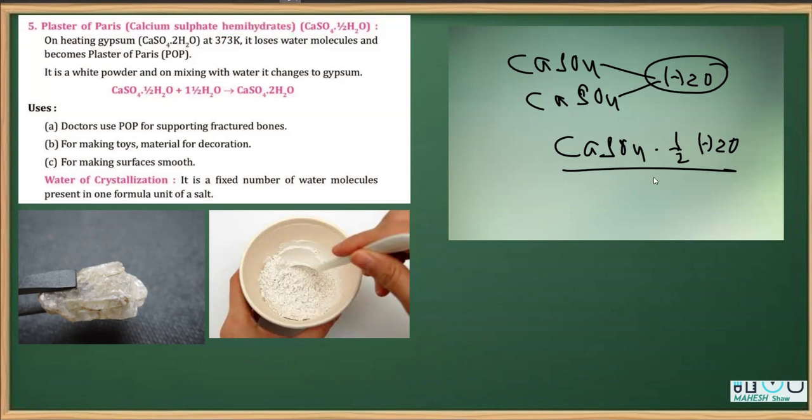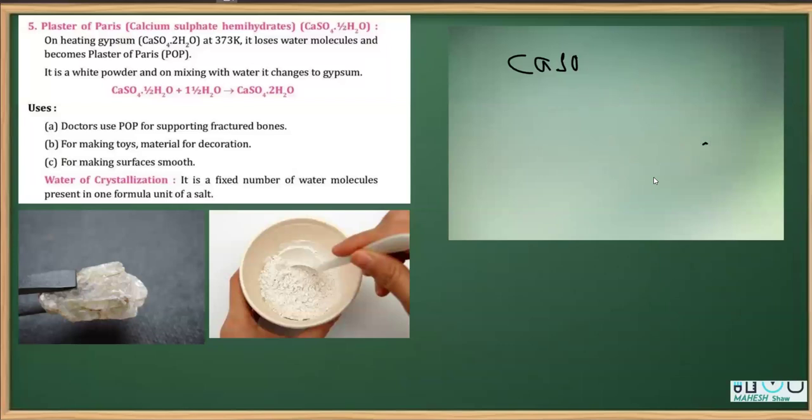Now, when it comes to manufacturing of calcium sulfate hemihydrate, that is plaster of Paris, it is obtained on heating gypsum at 373 Kelvin, that is 100 degrees Celsius. It loses water of crystallization, that is water molecules, and turns into POP, what we know as plaster of Paris. Its common name is plaster of Paris, and its chemical name is calcium sulfate hemihydrate.